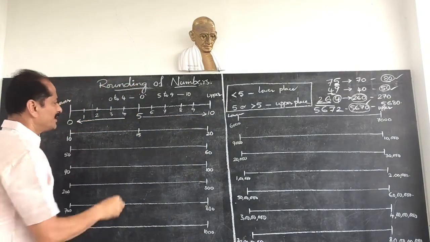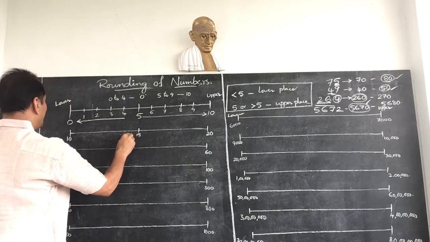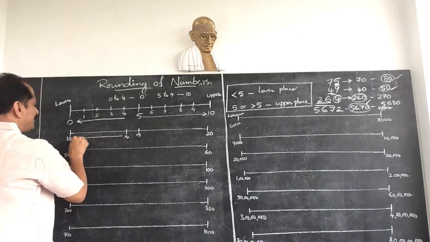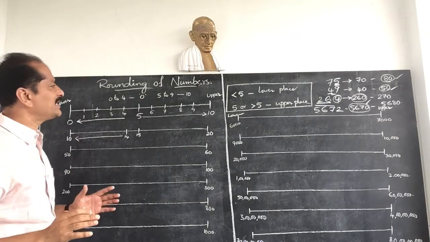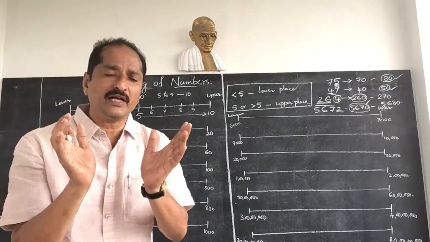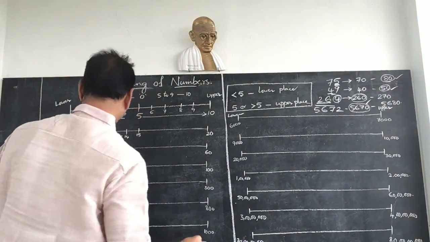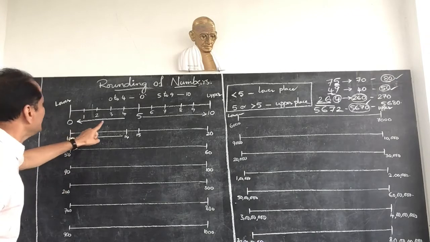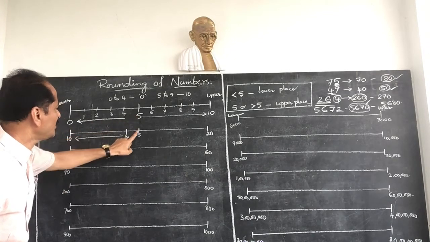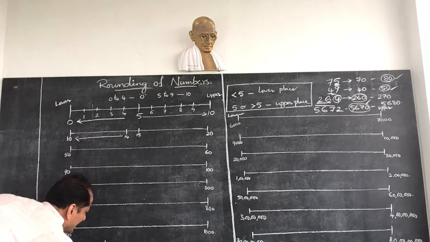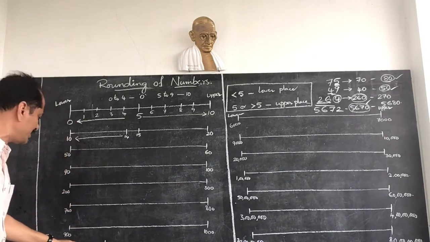Not only those, from here up to 14 also, these numbers can be rounded to 10. That means rounding off the numbers to the nearest tens place. So which numbers could be rounded to 10? The numbers from 5 to 14, all these numbers can be rounded to 10.